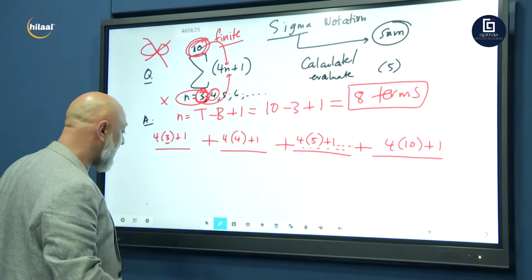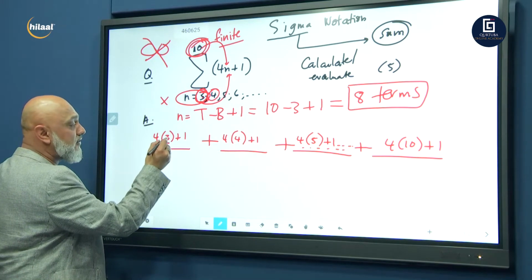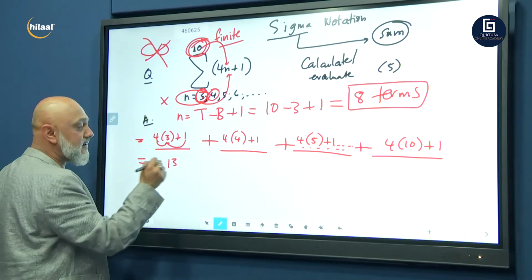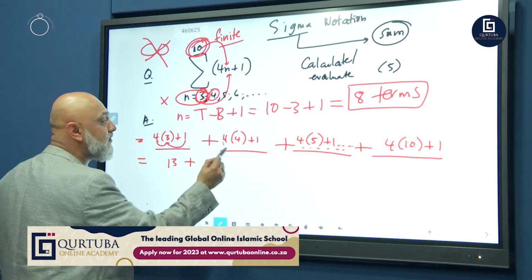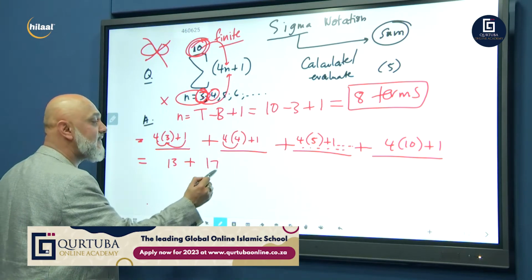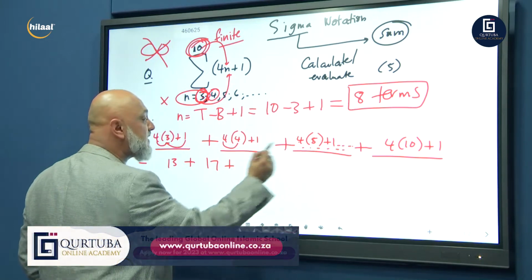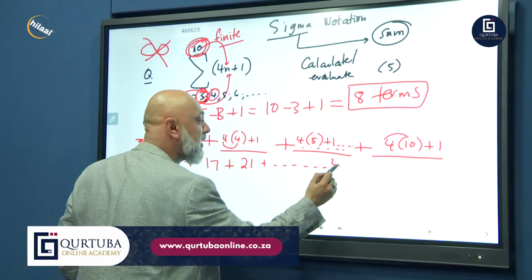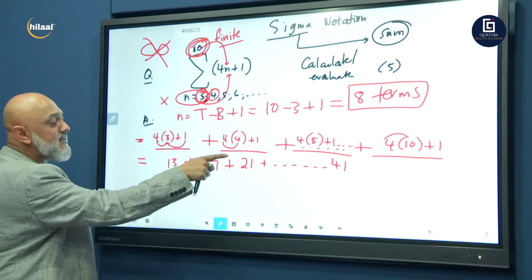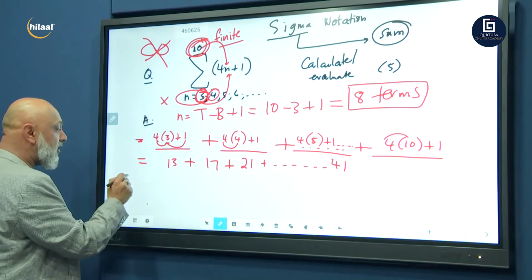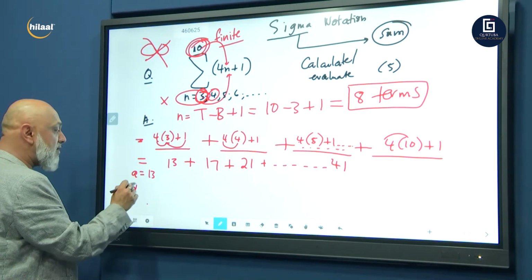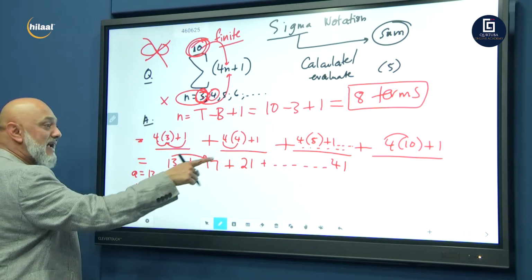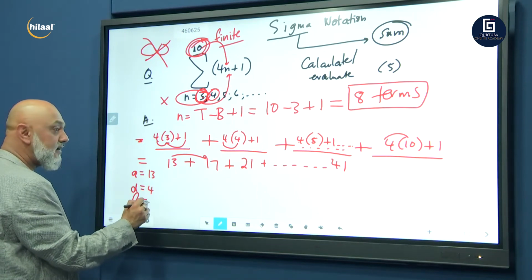Let's expand this. 4 times 3 is 12, 12 plus 1 is 13. Your first term is 13. Your second term, 4 times 4 is 16, plus 1 is 17. 4 times 5 is 20, plus 1 is 21. Plus dot, dot, dot. 4 times 10 is 40, plus 1 is 41. So we've got 13, 17, 21. Therefore, my a is equal to 13. My common difference, between 13 and 17, is 4. My last term is given, which is 41.